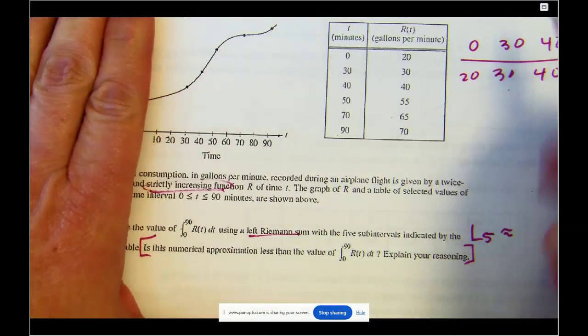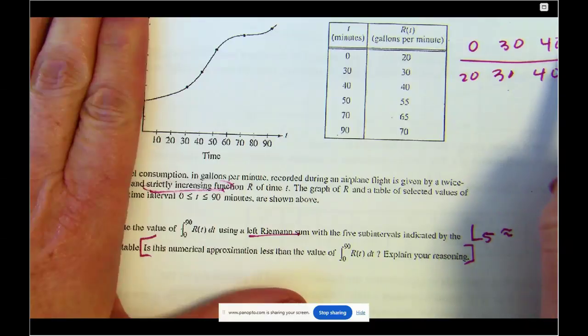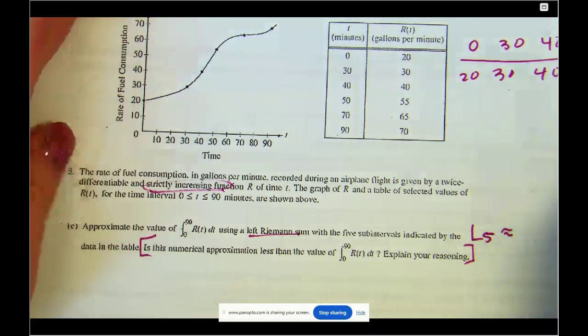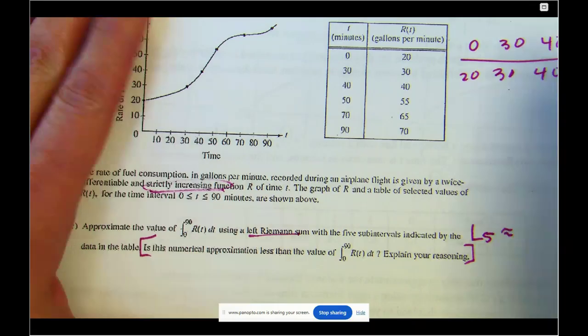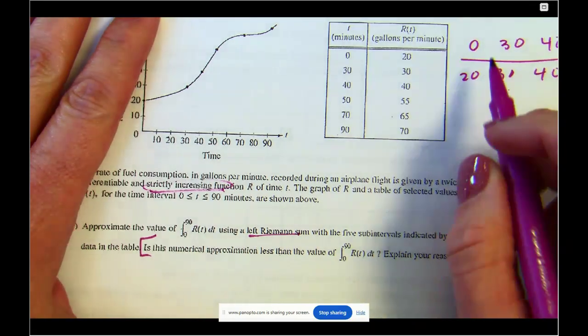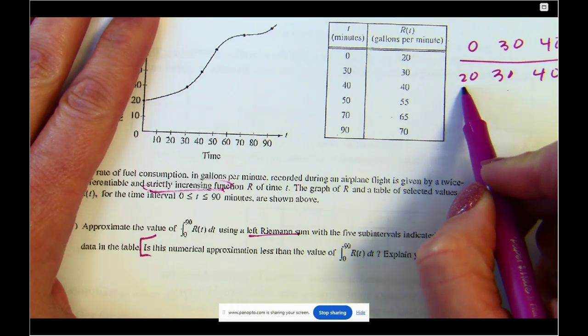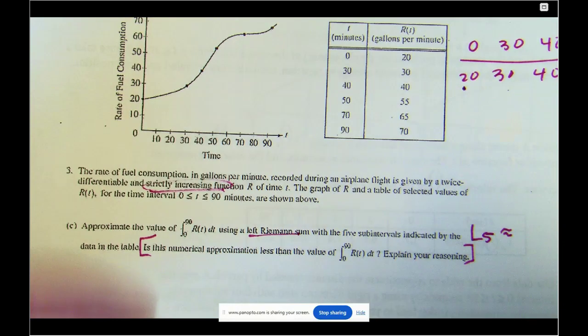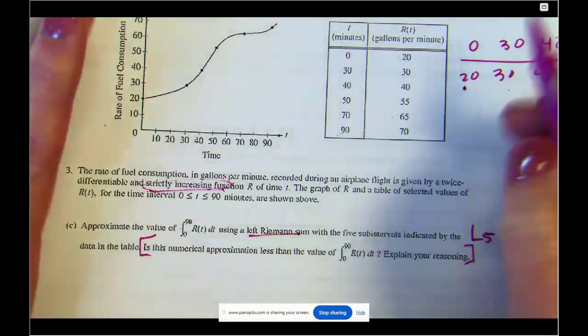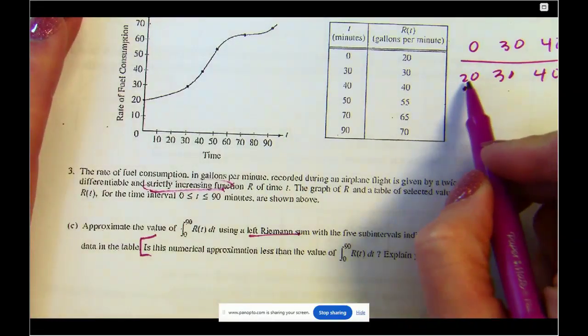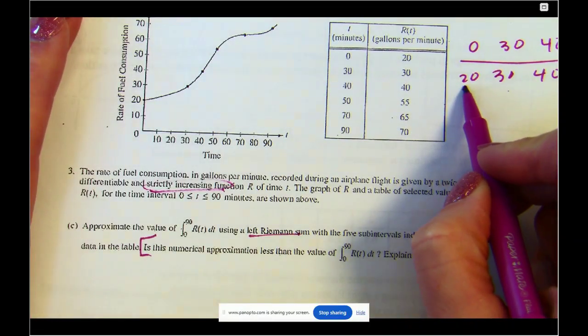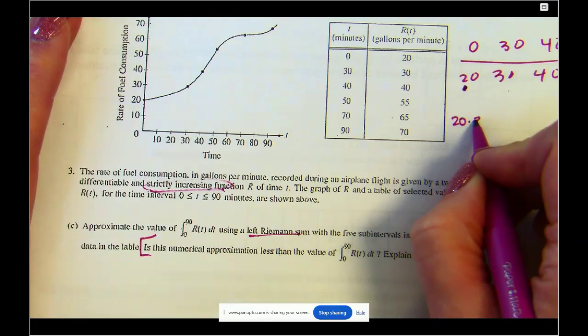Okay, so let's talk about this. The very first one you throw away, it's times 0. It's the change. It's 20 times 30. That's the Y value on the left. So 20 times 30.